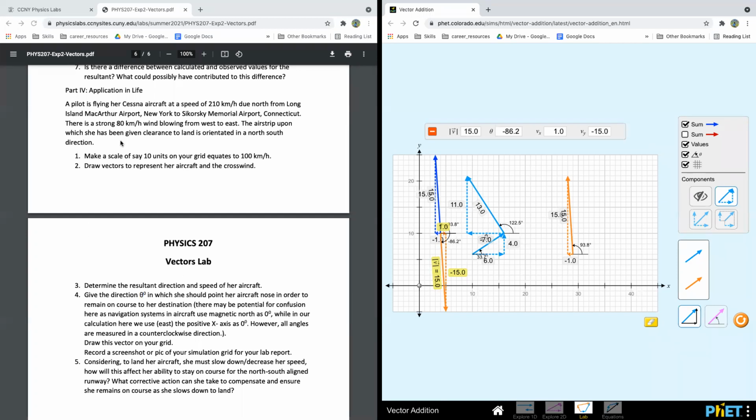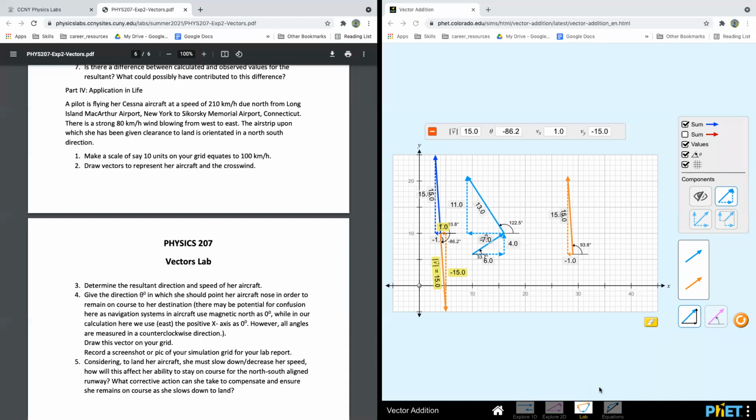So in real life, let's say a pilot. When we are taking a flight, the pilots always end up in the same airport because they have navigators to direct them. So here is the example. It says a pilot flying her Cessna aircraft at the speed of this, due north from Long Island to this Sky Memorial Airport, Connecticut. There is a strong 80 kilometer wind blowing from west to east.